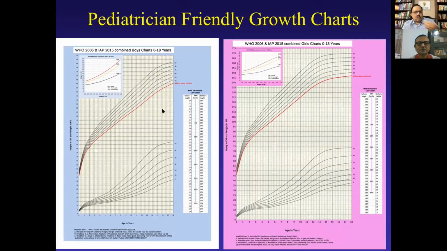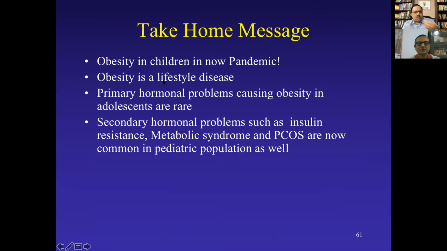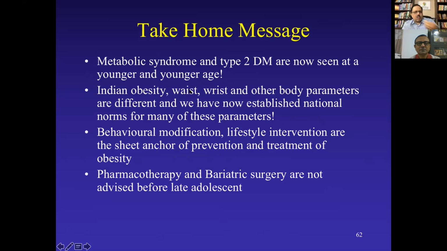So my take home message: obesity in children is a pandemic. It is a lifestyle disease. Primary hormonal problem causing obesity is rare. Secondary hormonal problems, metabolic syndrome and insulin resistance are common. Indian obesity, waist, risk and other body parameters are different, and we have established some national norms which people may use. Behavior modification, lifestyle interventions are the sheet anchor of prevention and treatment of obesity, and pharmacotherapy and bariatric surgery are not advised before late adolescence, only when associated with extreme obesity that is resistant to treatment along with comorbidity.